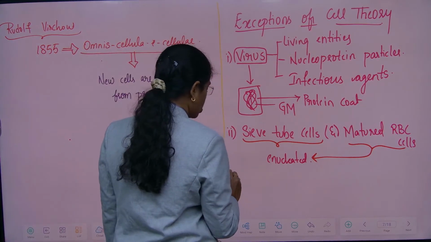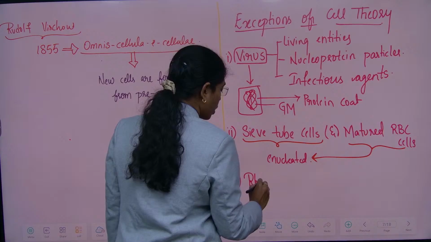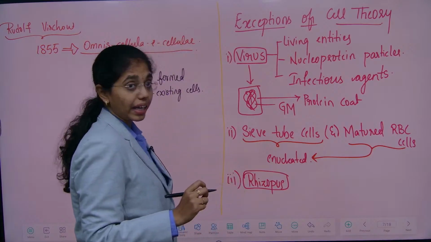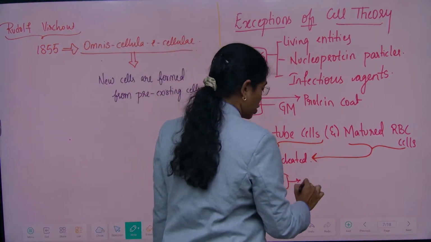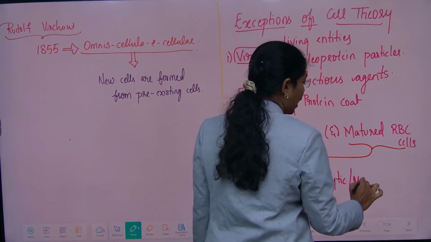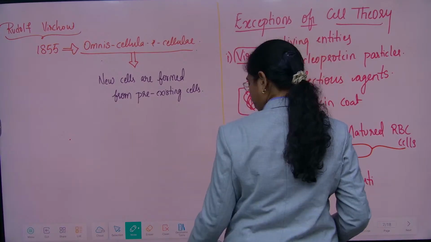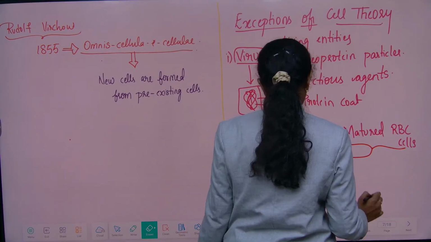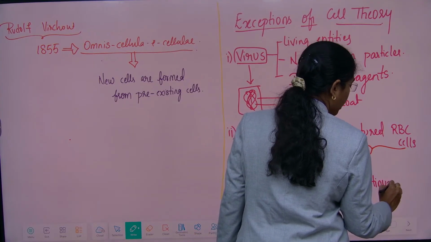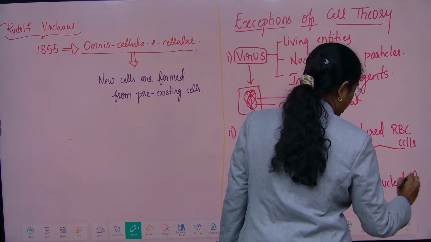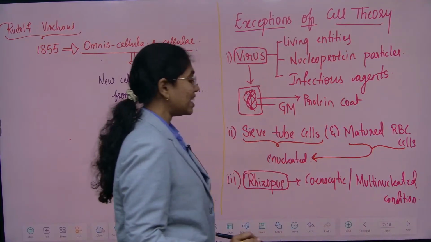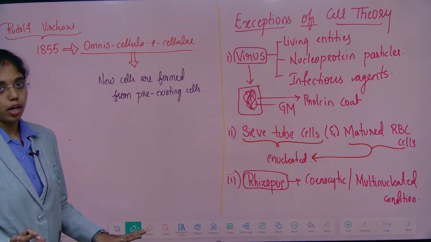Third is rhizopus. Rhizopus, which belongs to Phycomycetes class of fungi, is cenocytic in condition, cenocytic or multinucleated condition. So, to these cells also cell theory is not applicable.